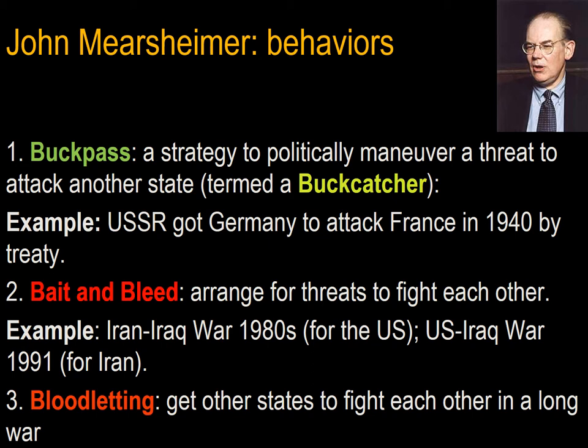The second technique is the bait and bleed. This is to arrange for threats to fight each other. A classic example here is the Iran-Iraq war. There was evidence that the United States had provided satellite information of the Iranian military to the Iraqis, and the U.S. thereby encouraged Iraq to get into a long war with Iran so that the Iraqis would bear the burden of having to absorb all the revolutionary energy from Iran.